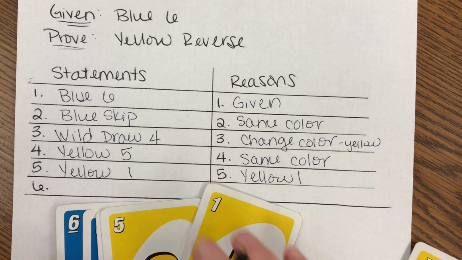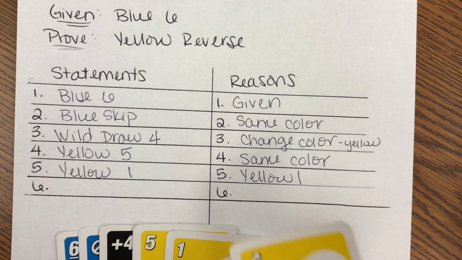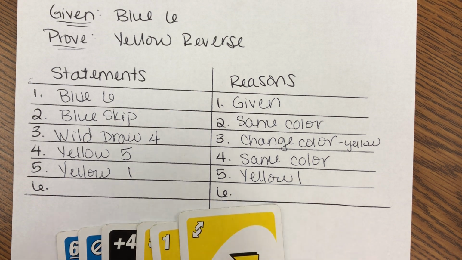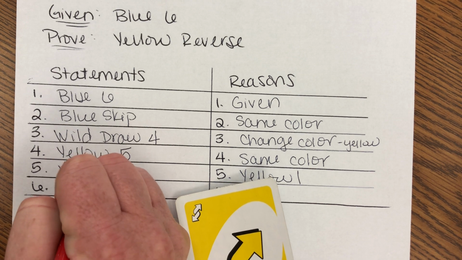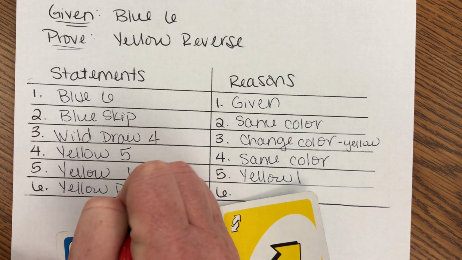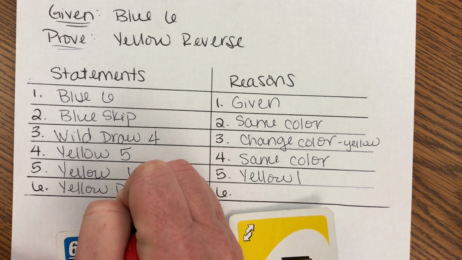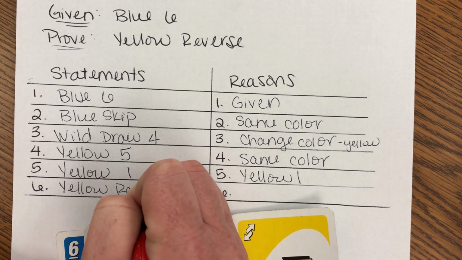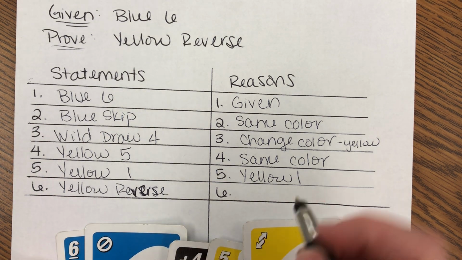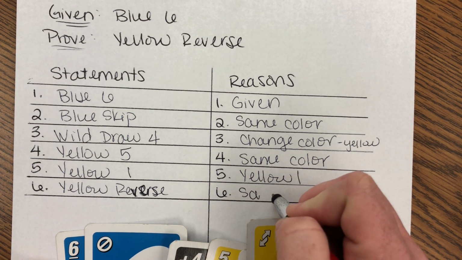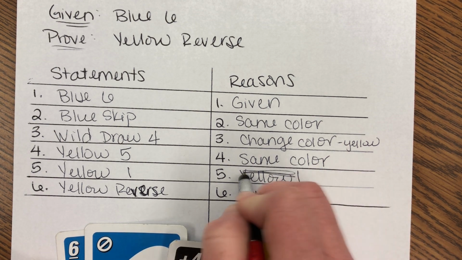And then finally, your last statement should always, always, always be what you're trying to prove. So I went from a yellow 1 to a yellow reverse. And this should match. This is my very reverse. Can I spell? I'm talking and not paying attention. I went from a yellow 1 to a yellow reverse because they are the same color. Why did I write yellow 1 here?